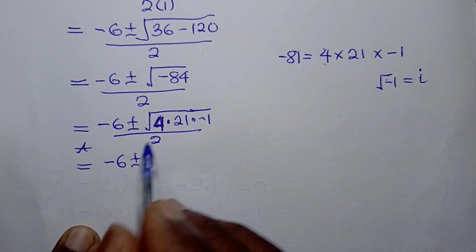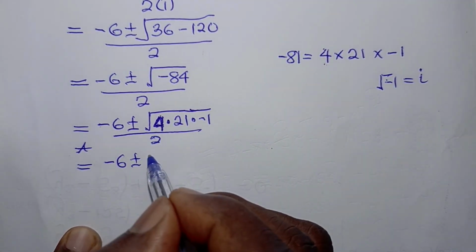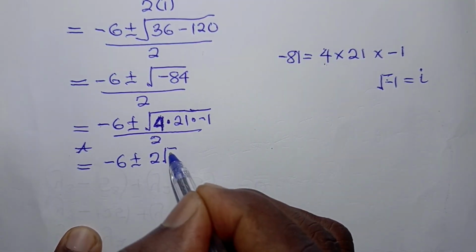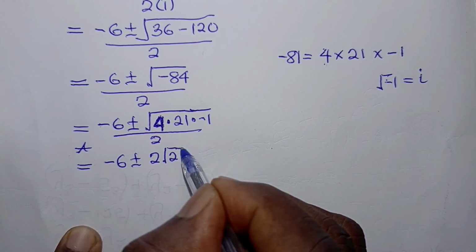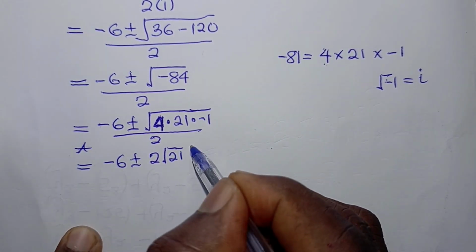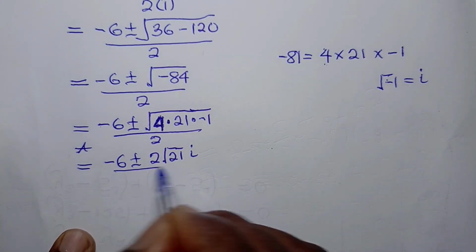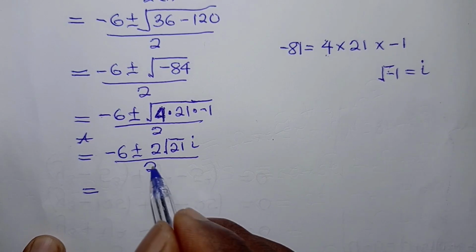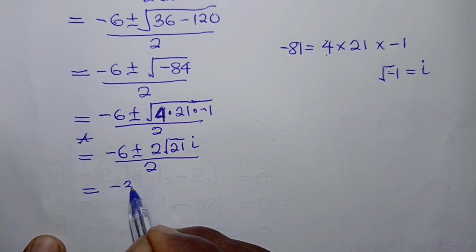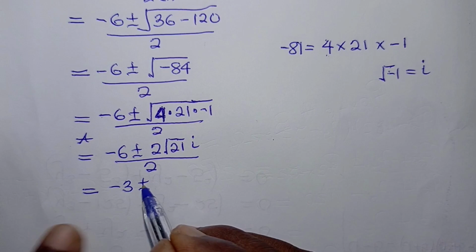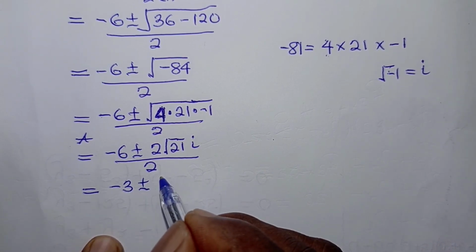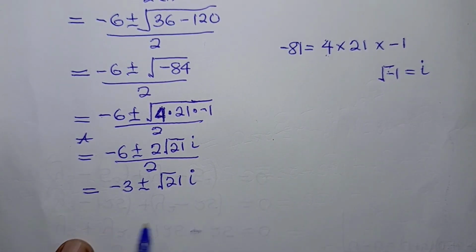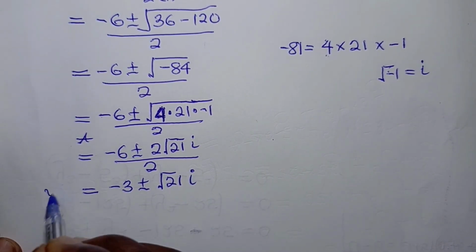Sorry, it's 4. So square root of 4 will give us 2. And the square root of 21 will still maintain 21. And the square root of negative 1 will give us i. All divided by 2. So this can be explained: we divide both sides by 2. We have here as minus 3 plus or minus root 21 i. This is what you are going to get for y.